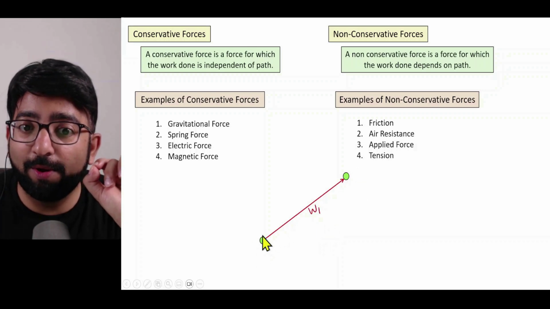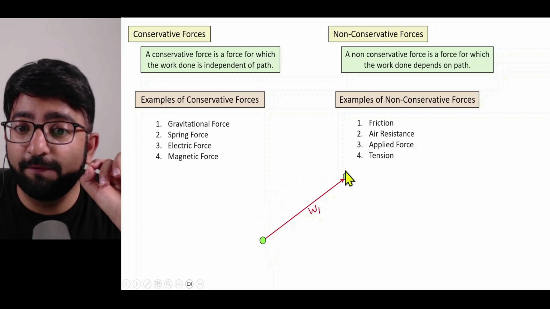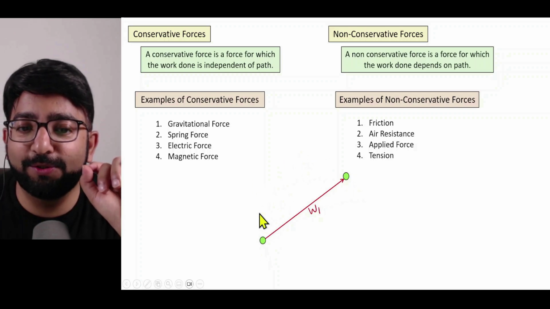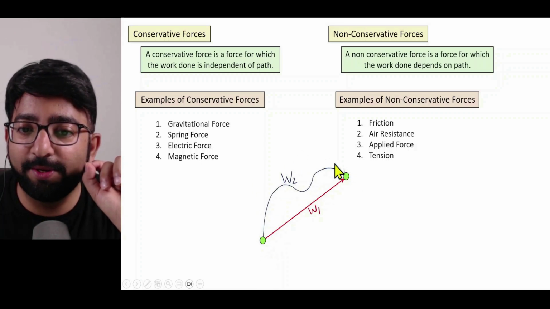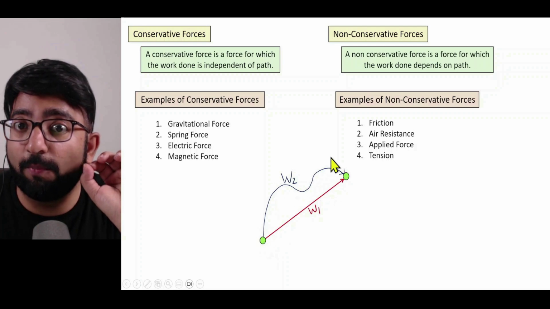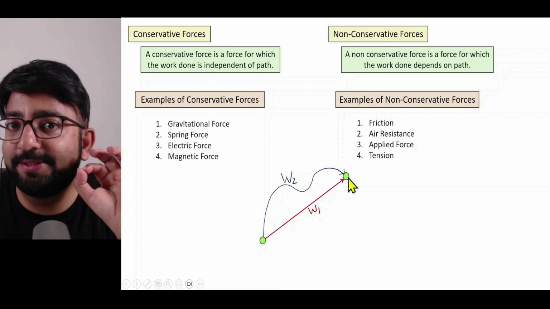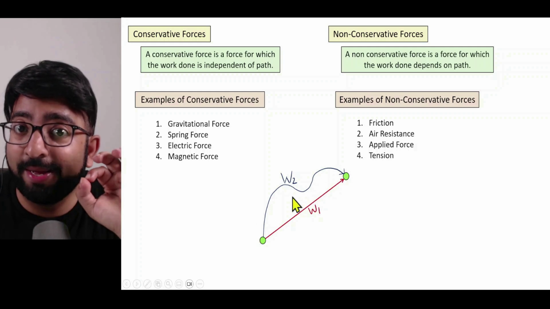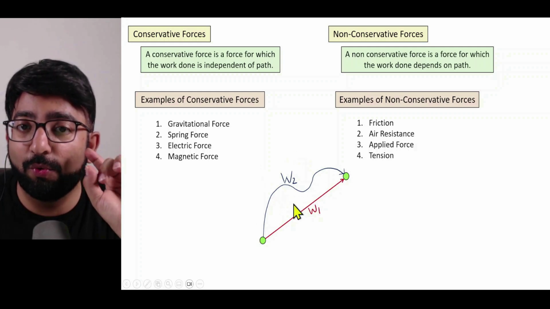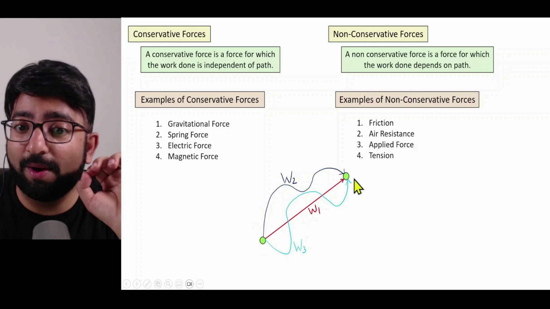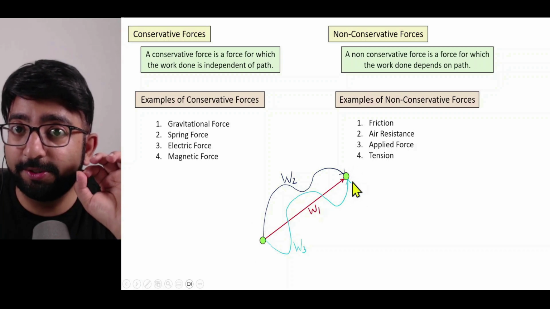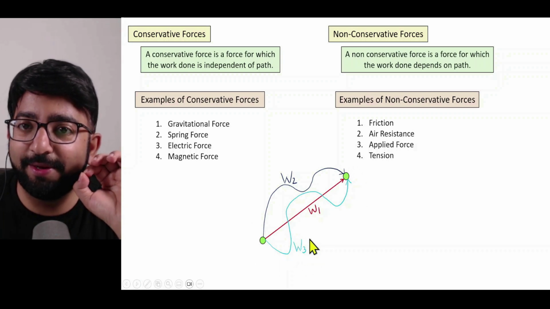Case number 2, the ball is traveling from the initial to the final point but along a different path. Have a look. The path becomes irregular. So the initial and final points are the same, but the path taken is definitely different. In this case too, let's say the work done is W2. Now let us consider the third path. The object reaches the final position and let's say the work done in case 3 is W3.